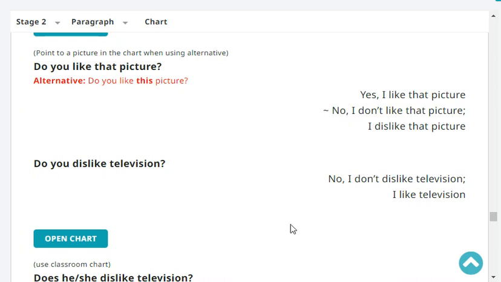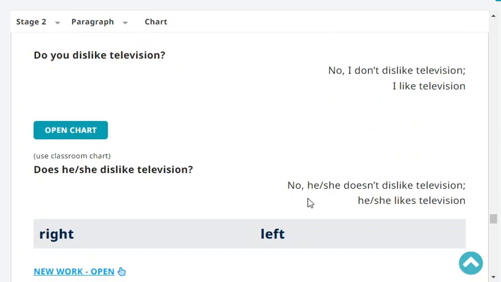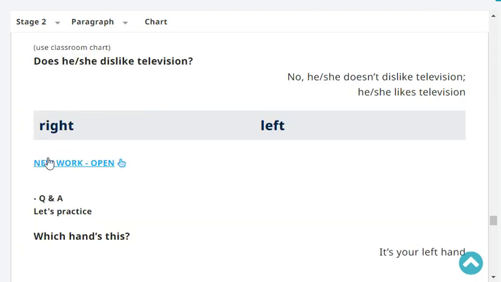Do you dislike television? No, I don't dislike television. I like television. Very good. Does she dislike television? Yes or no? No, she doesn't dislike television. She likes television. Very good. Next, repeat.